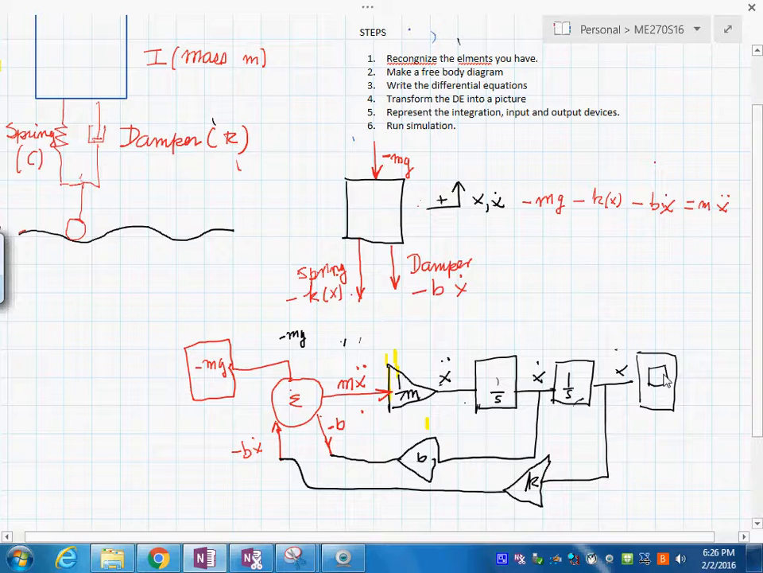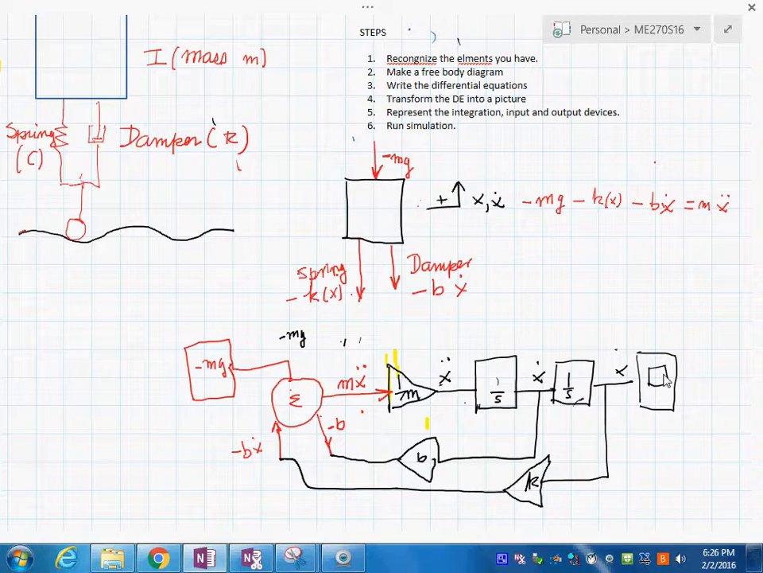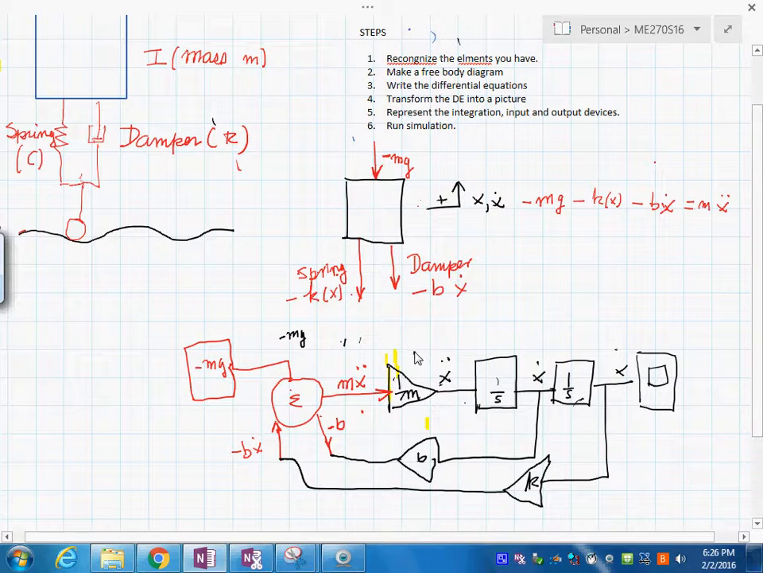Where do you find the spring? Where do you find the spring constant? I will give it to you. But is the spring applied inside the diagram? Yeah, it is. Minus B. See here? This is the spring constant. Right here.